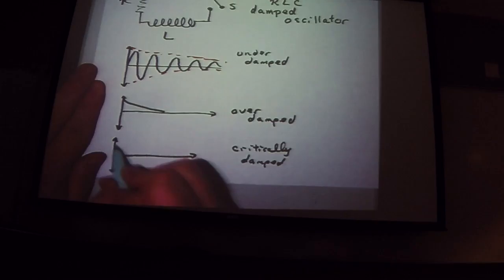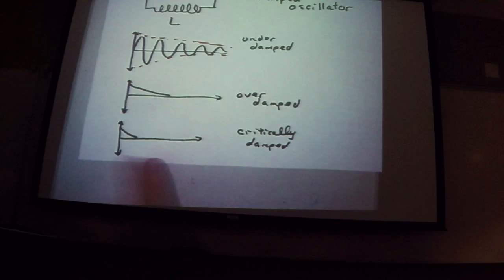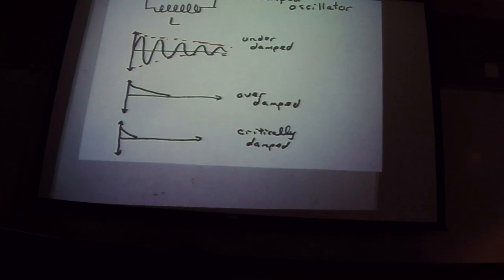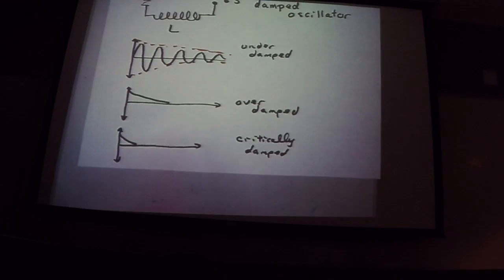Critically damped, just the right amount of resistance, will go to zero. These are both exponential decays, but the critically damped is actually quicker than the overdamped.